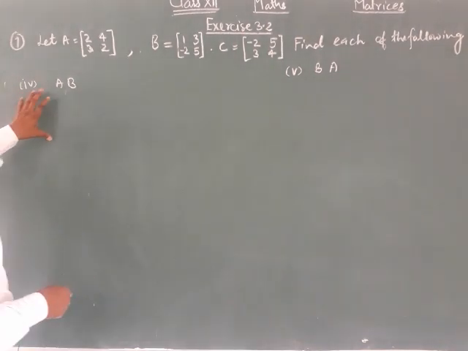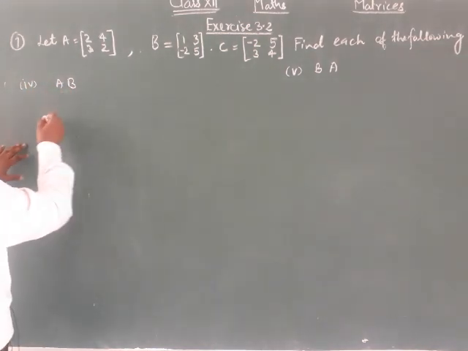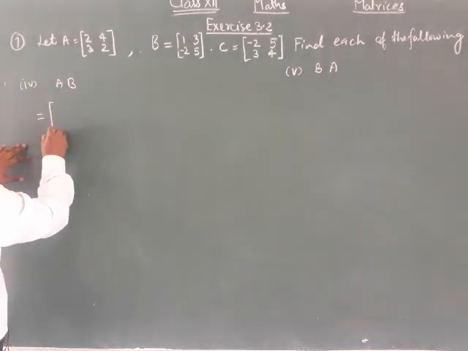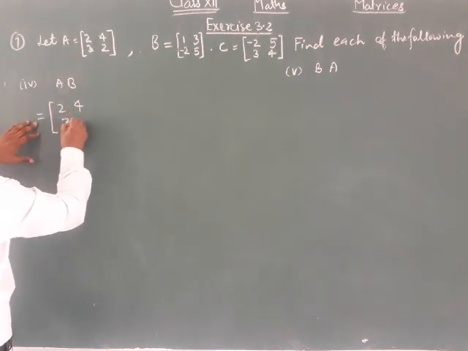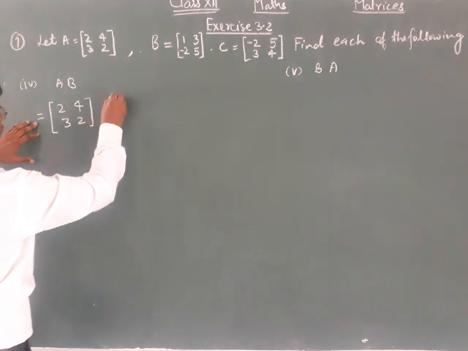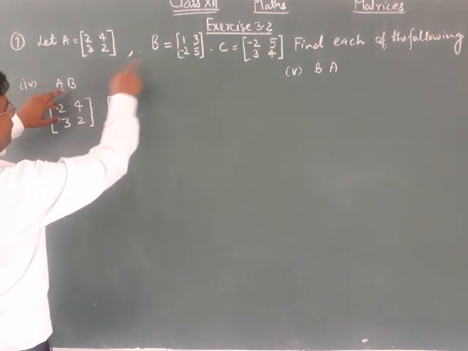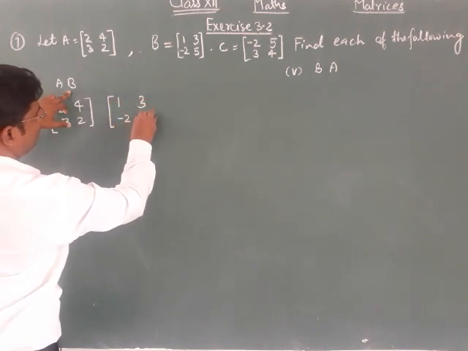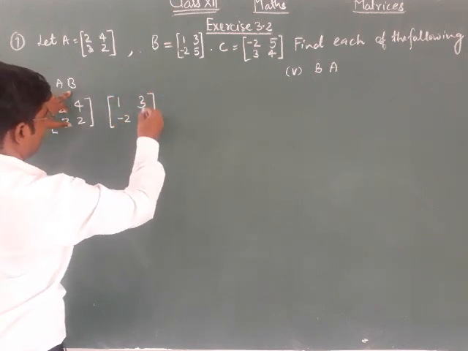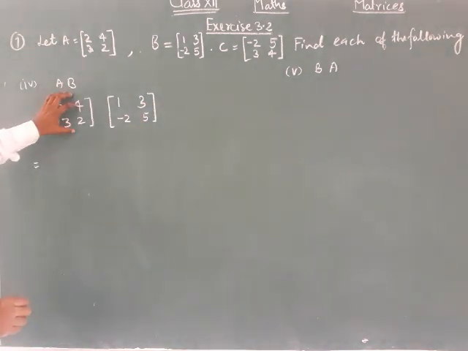And the fourth part, AB. Find the matrix AB. So now write matrix A, [2, 4; 3, 2], and also matrix B, [1, 3; -2, 5]. So we multiply this matrix into this.